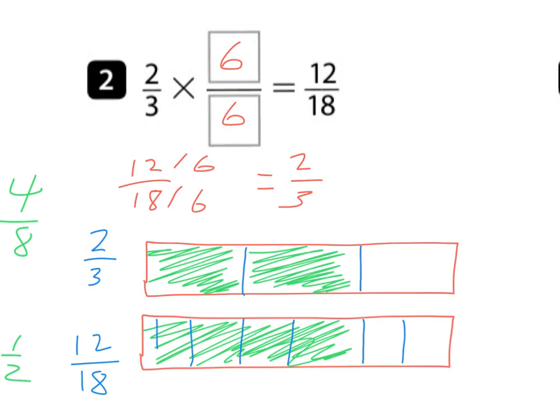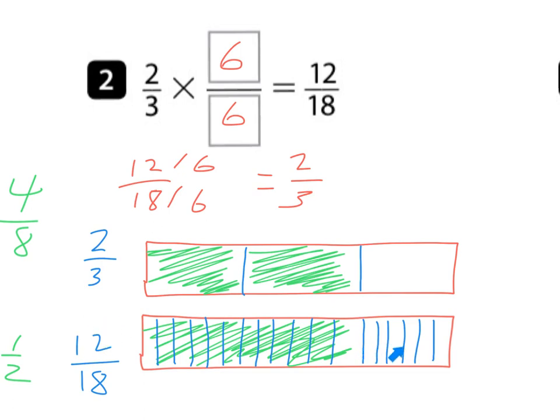So I'm going to do 1, 2, 3, 4, 5, 6, 7, 8, 9, 10, 11, 12, 13, 14, 15, 16, 17, 18. So you can see that we have 1, 2, 3, 4, 5, 6, 7, 8, 9, 10, 11, 12, which are the part that's being considered.